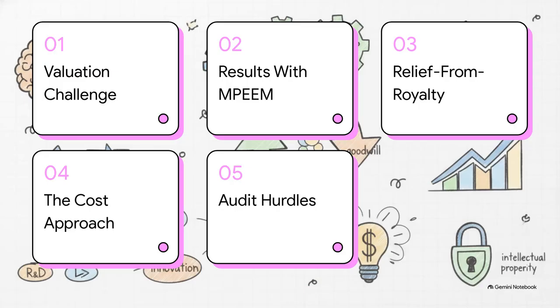Here is our roadmap for this explainer. First, the Intangible Valuation Challenge. Then, we'll spend a lot of time on our main focus today, generating results with MPEM. After that, we'll hit the relief from royalty method, the cost approach, and finally, complexities and audit hurdles.